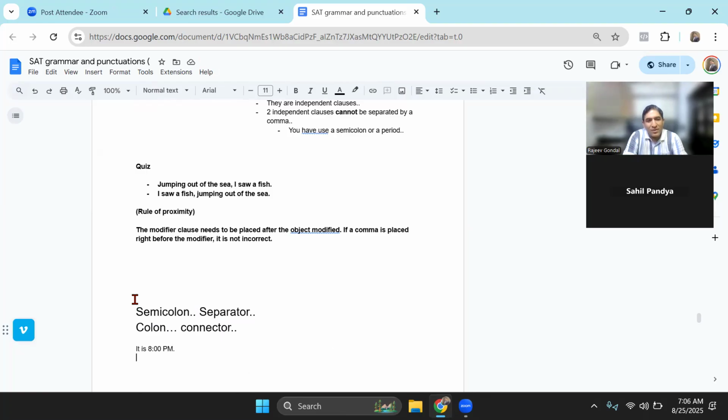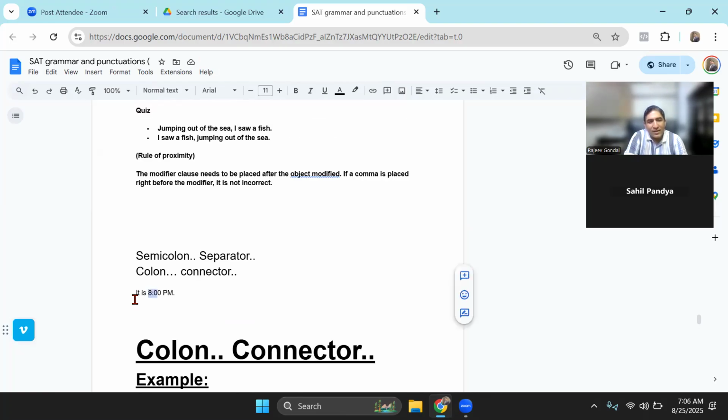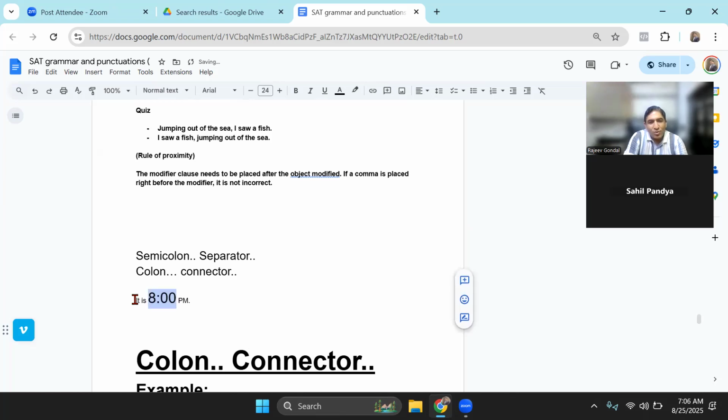So is that what you are saying? Yeah, that's the colon. So you are using it to connect these. You don't want to separate. This is one particular single unit. It is 8 p.m. So you do not put it like this, because this would be separating hours and minutes. You want to connect them. This is one single unit. Yeah, that makes sense. You gave a good example.